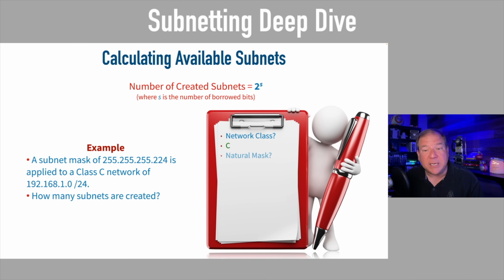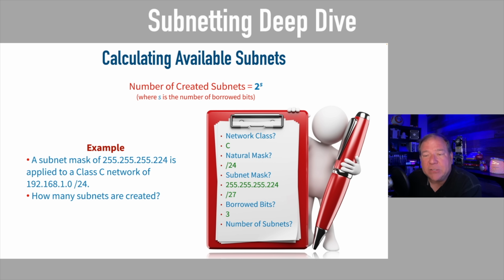But we're dealing with class C because it begins with the 192. We know that its natural or its default subnet mask is a /24. Our subnet mask, we're told, is 255.255.255.224, and many of you are telling me that is going to be 3 borrowed bits. It's a /27. So we've got 3 borrowed bits, and that's going to create 2 raised to the power of 3. It's going to create 8 subnets. We just created 8 subnets by borrowing 3 bits.